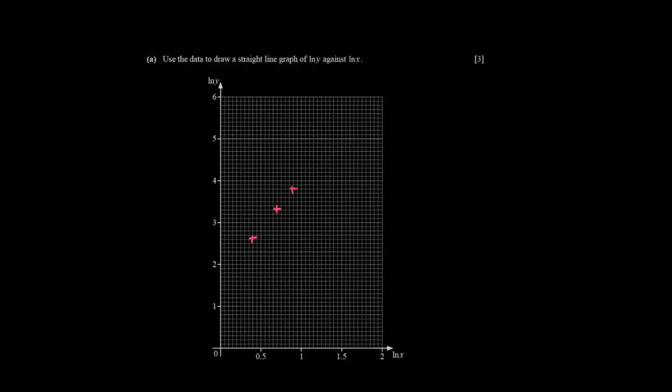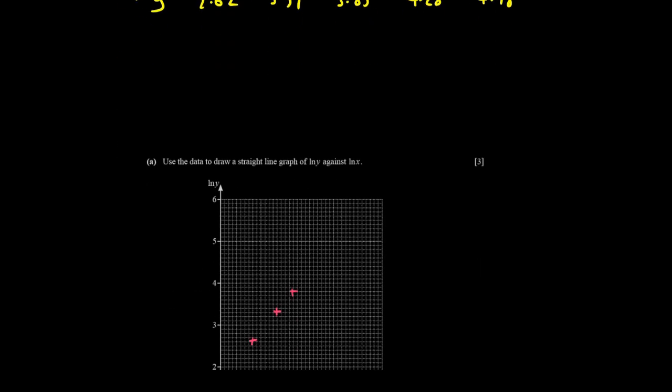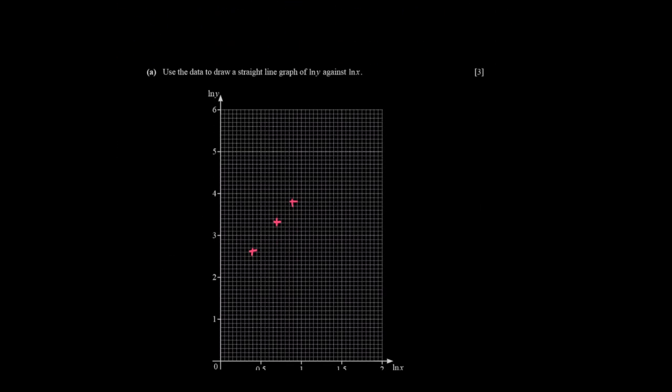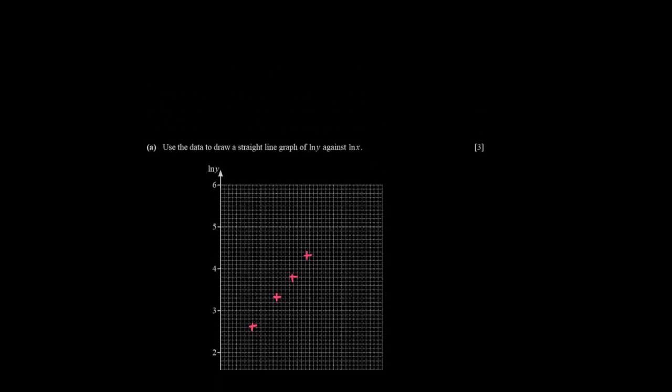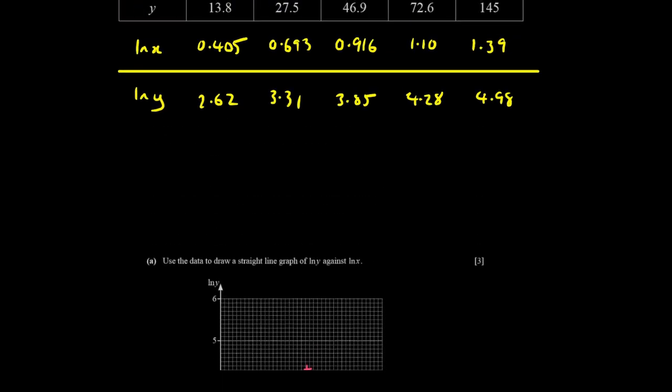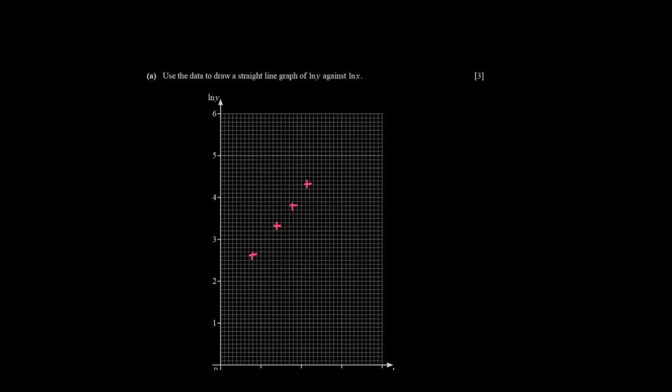There, I guess. And next one, 1.1, 4.3. 1.1 all the way up to 4.3, there-ish. Okay. And 1.39, so 1.4 and almost 5. So go up, sort of there. I think that should be about right. Okay, so we're going to draw a straight line that goes through all of those. Something like that. Is that good? Yeah, maybe let's try that again.